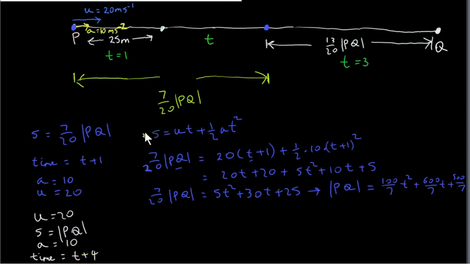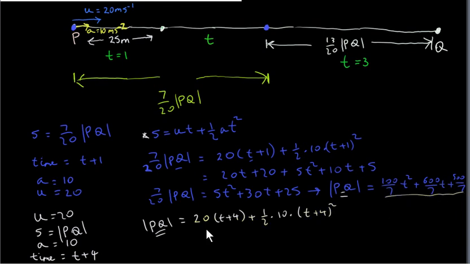So we use this formula here, S, but S is PQ, equals U times T, as 20 times the time, which is t plus 4, plus a half times the acceleration, which is 10, times the time squared, as t plus 4 squared. So you see we have another expression for PQ. We have two different expressions in t equal to PQ. So we only have to equate the two expressions in t. So we put this thing here equal to this thing here and solve for t.